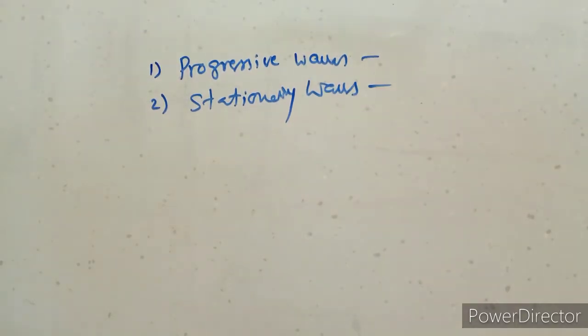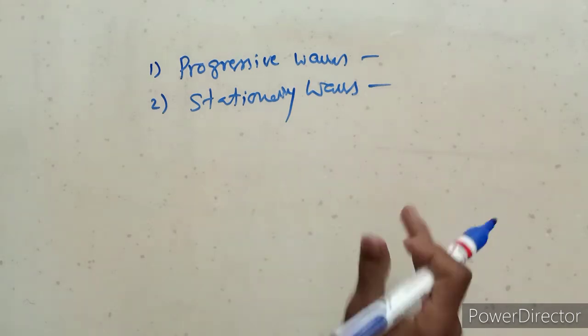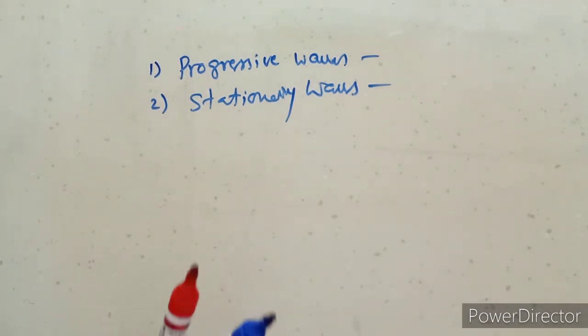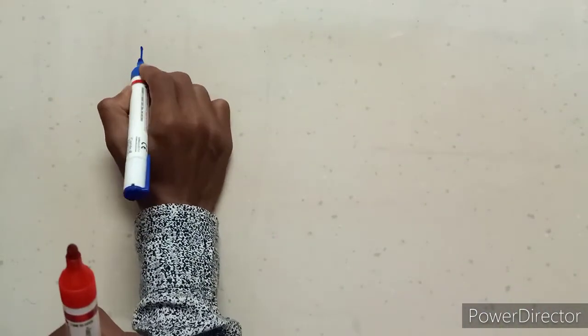Progressive waves and stationary waves. So the differences between progressive waves and stationary waves. Progressive waves are due to continuous periodic vibration of particles in a medium. Let us discuss the differences.